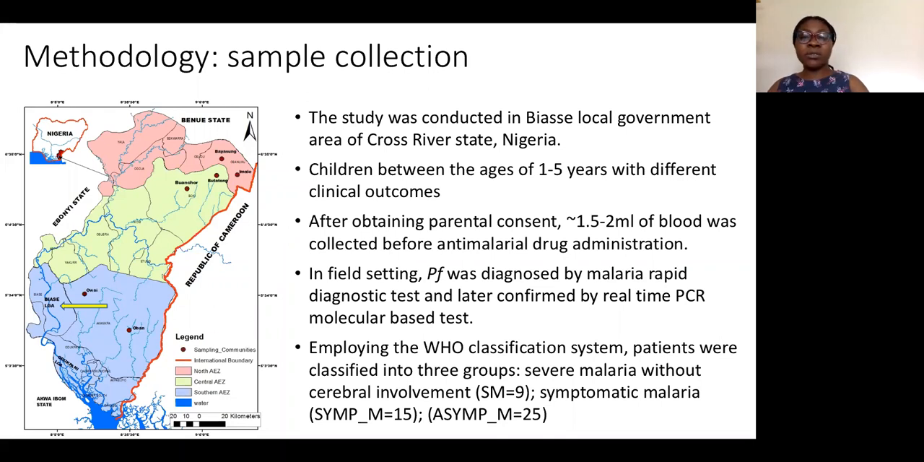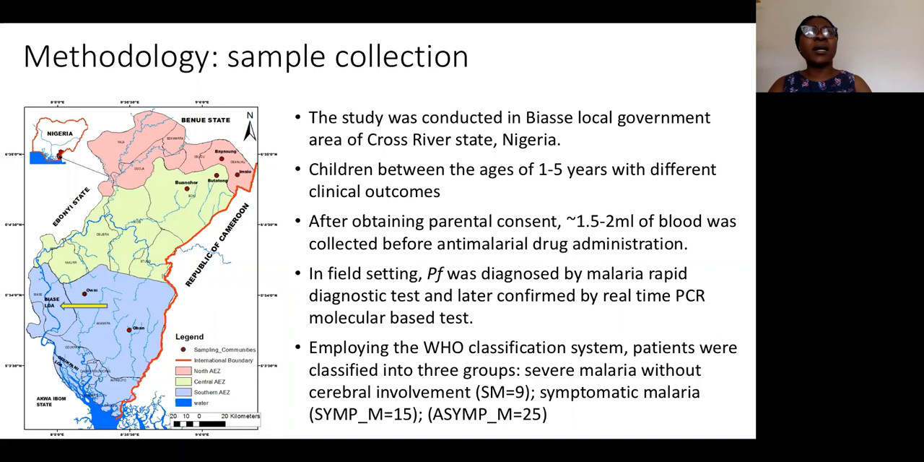We also looked at children with symptomatic condition. They have malaria, they have the symptoms, and we confirmed this by both microscopic as well as other molecular detection tools. Then we also recruited another set of children that we call the severe group, the severe cohort of the study.